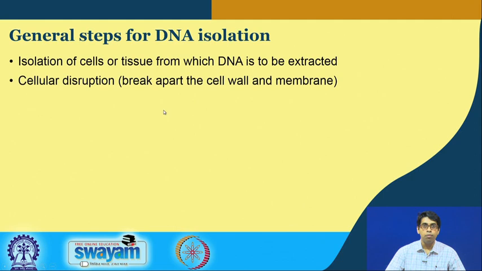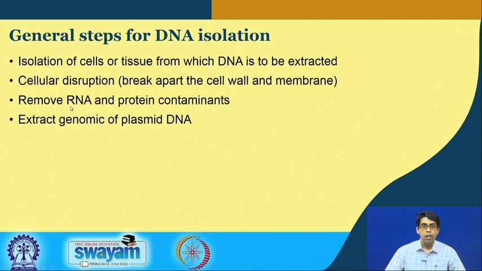So, what are the general steps? The first step, as we saw in case of protein purification, is that you have to isolate the cells. In protein purification, we were working with bacterial cells. In this case also we can use bacterial cells, but if it is a mammalian cell, then we will have to isolate the cells from the tissue from which the DNA has to be extracted. Once we have the cells, we will disrupt the cell membrane. In case of bacteria, we also have to break apart the cell wall so that everything that was inside comes out into the solution.